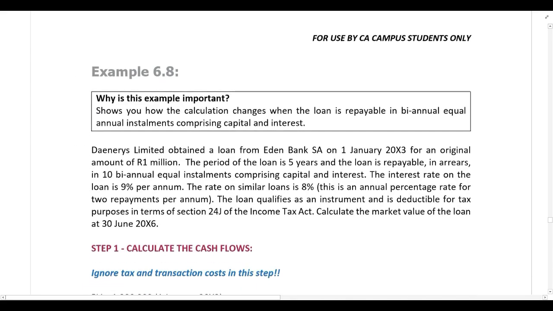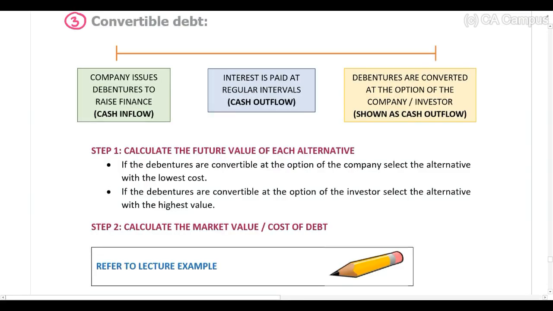Then in this example, the loan is repayable in biannual equal installments. So instead of just having payments once a year, interest and capital payments once a year, you now have interest and capital payments twice a year. So once again, if you struggle with time value of money, then you must also work through this example. All right, guys, so that deals with redeemable debt. Let's then look at convertible debt.